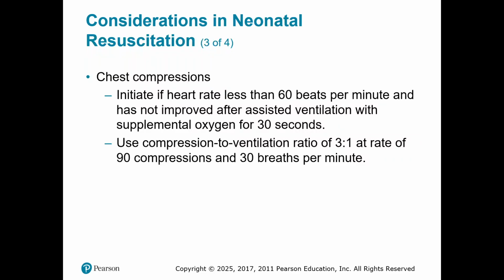Chest compressions: initiate if the heart rate is less than 60 beats per minute and has not improved after assisted ventilations with supplemental oxygen for up to 30 seconds. Use a compressions to ventilations ratio of 3:1 at a rate of 90 compressions and 30 breaths per minute.